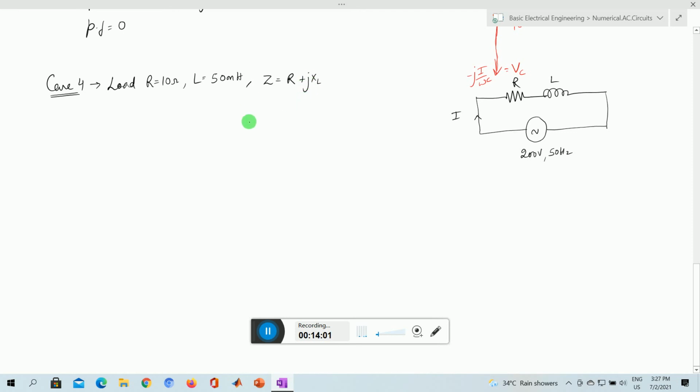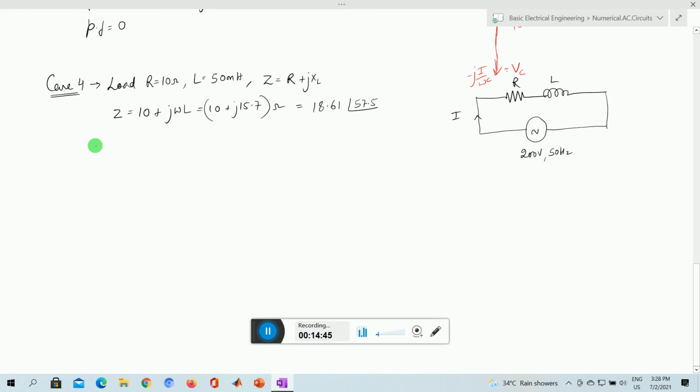So what we will do is write the value of Z equal to R, which is 10, plus j omega L. Since we have already calculated omega L, it will be 10 plus j 15.7 ohms. Now we find its polar form, which comes around to be 18.61 angle 57.5.